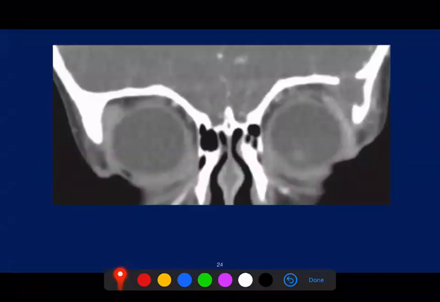It seems like it's invading the bone as well, superiorly. So there is a bone defect. The mass itself looks homogeneous and well circumscribed to me. And it's not displacing the globe. Not displacing the globe, no.